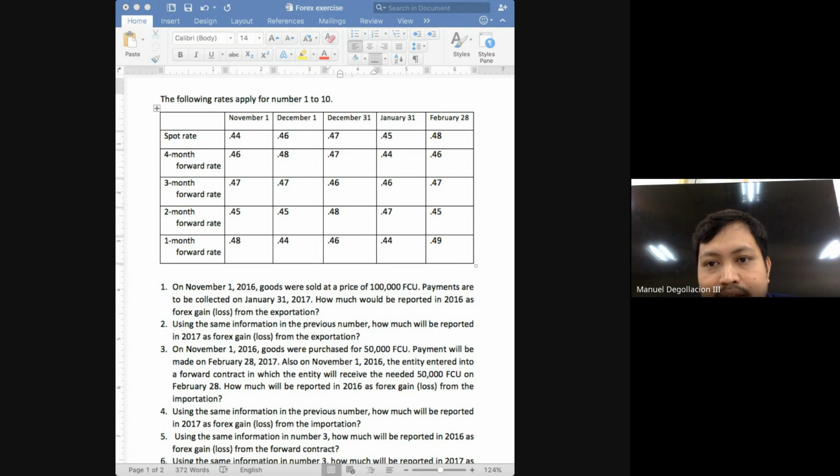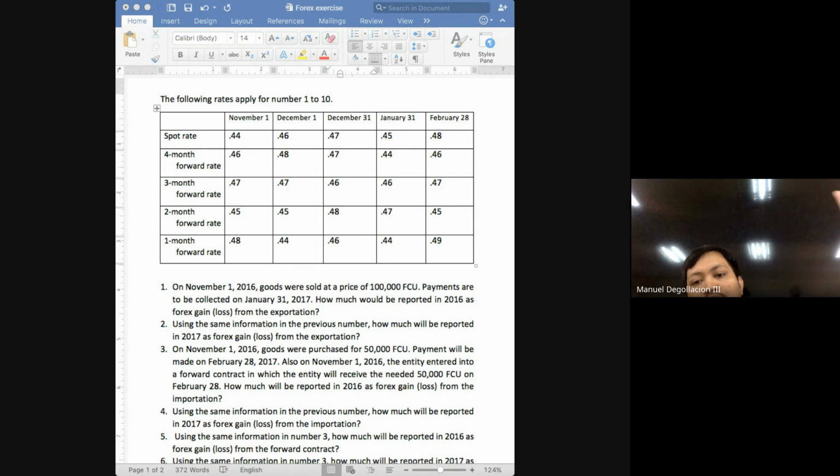But since the spot rate changed on December 31, the balance should not be 44,000 anymore. How much should be the balance, class? How do you get the new balance of the accounts receivable? Convert it again. But what rate are you going to use, forward or spot rate? The spot rate on December 31. And how much is the spot rate on December 31? 0.47. So, class, what will actually happen? Are we going to be receiving pesos here? No, we will be receiving 100,000 foreign currencies. So by the time we are paid on January 31, we will not receive pesos. We will receive 100,000 foreign currencies.